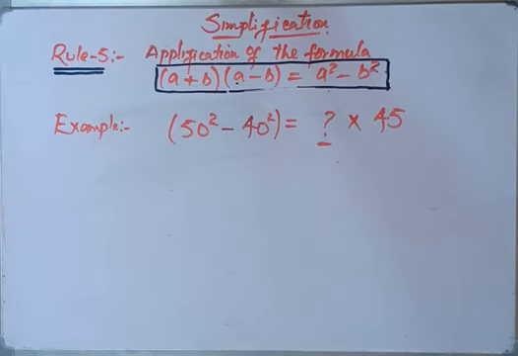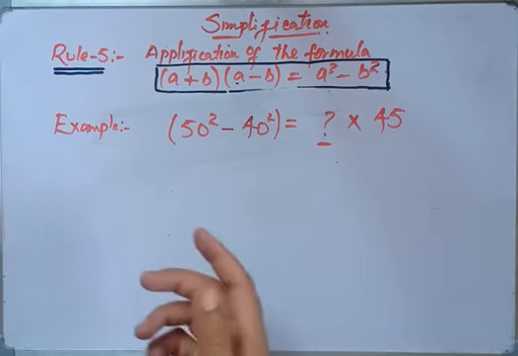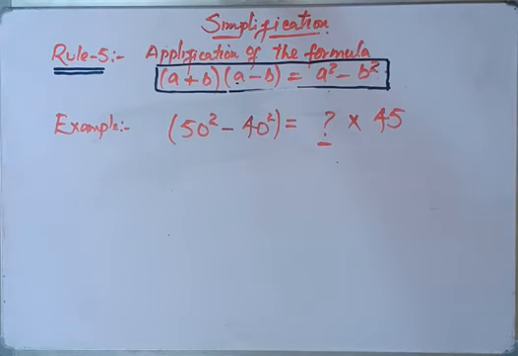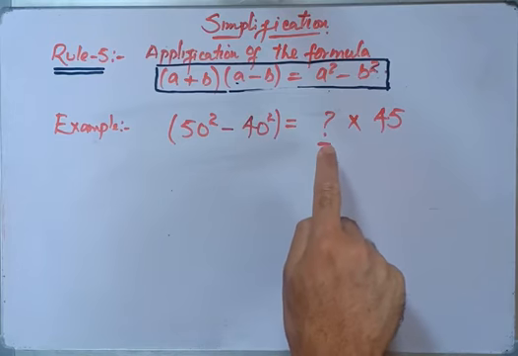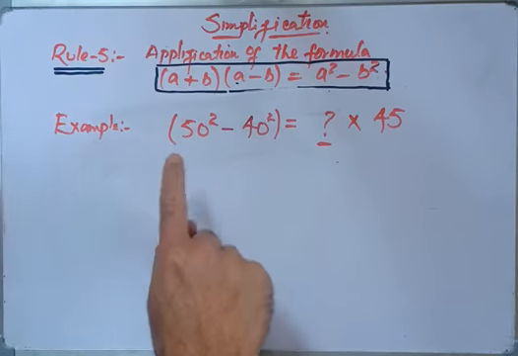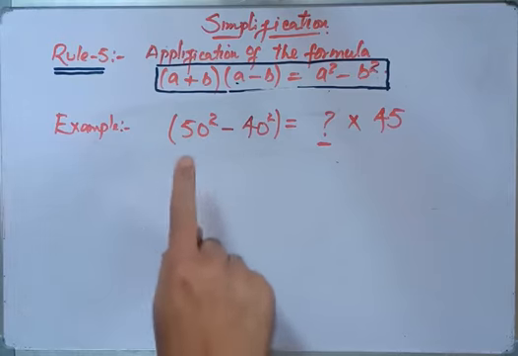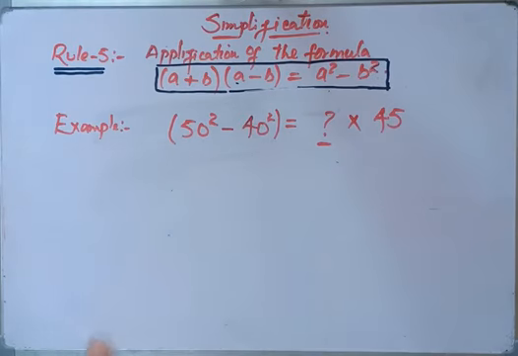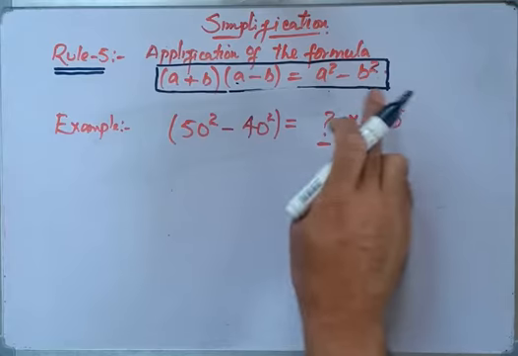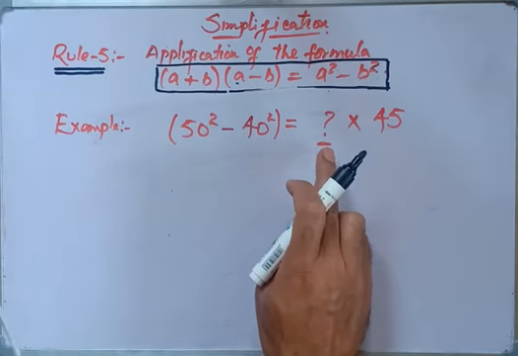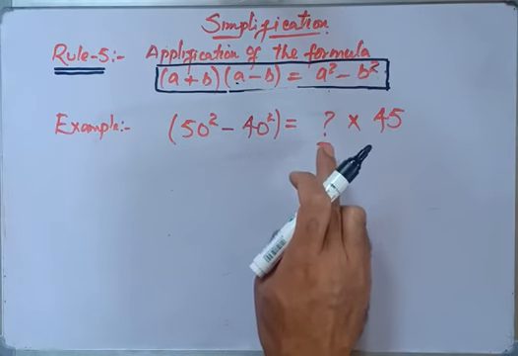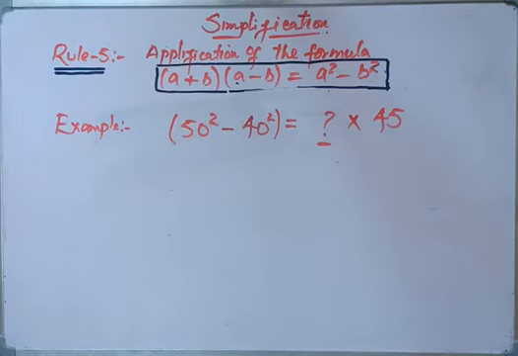The first method is to find out this number: you have to find the square of 50, then 40 square, then subtract, and finally divide by 45 with that figure. But this method will be very stretchy. This will take much of your time. But let's apply this formula and find out the number in the position occupied by the note of interrogation.